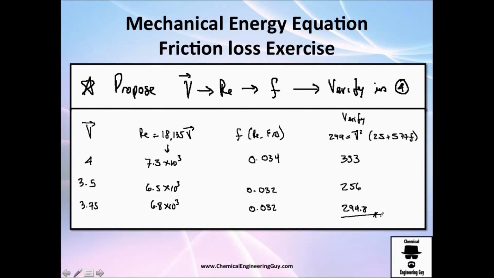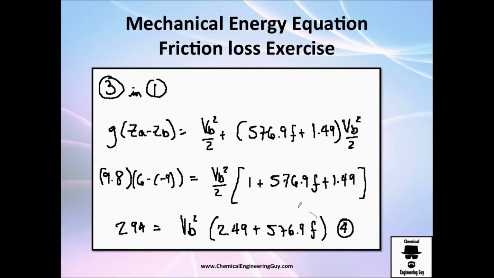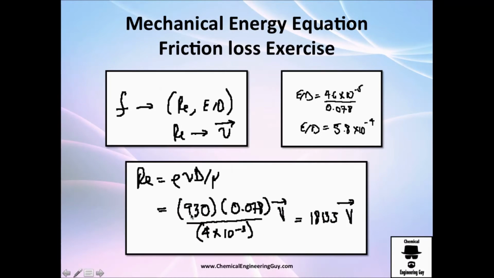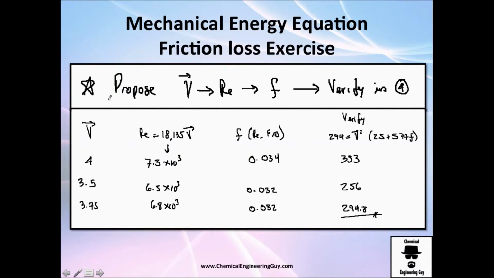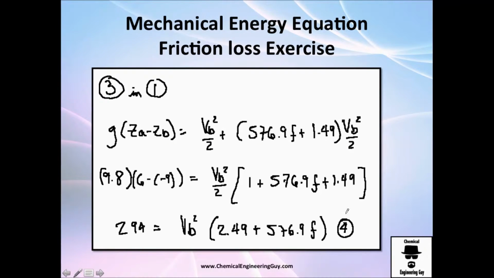So I will have one problem, guys. As you can see, I have the Reynolds number as a function of velocity, and I need the Reynolds number in order to calculate this value, so I could calculate this velocity. So what I think we could do is propose one velocity, calculate the Reynolds number with this equation, then find out the friction factor according to the Moody diagram or the Chen equation, and then verify in the mechanical energy equation, which is right here, verify in number 4, this equation. Since I got the friction factor, I could solve for this velocity.